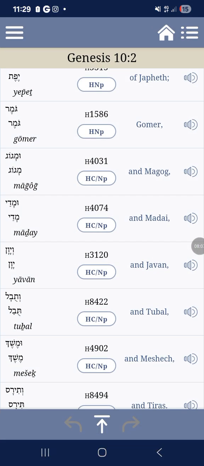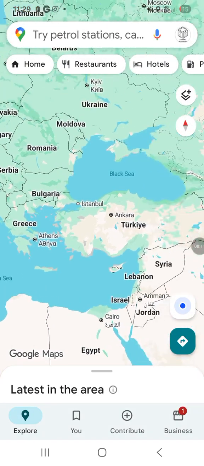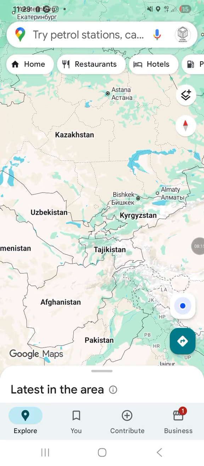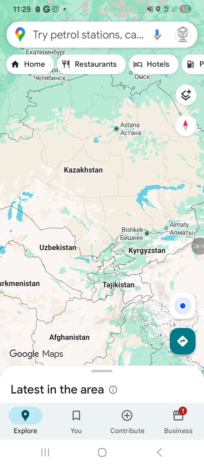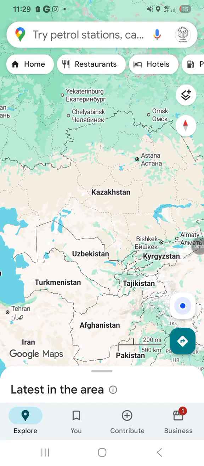Then we've got Mashach, which is dealing with the stans, right? This region over here. This is Mashach, okay?